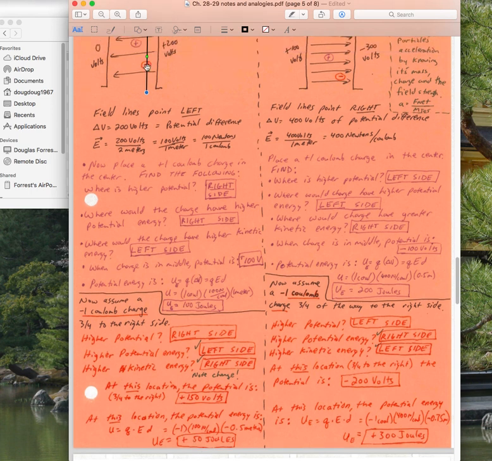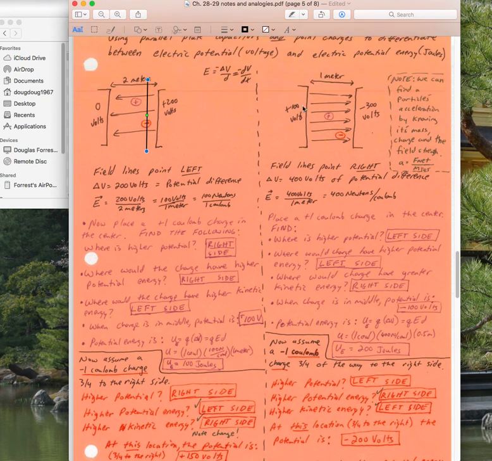If this were a positive charge at this location, it would zoom to the left side, so it would be plus 1 times 100 times 1.5 meters, and that is going to be a total of 150 joules of potential energy.